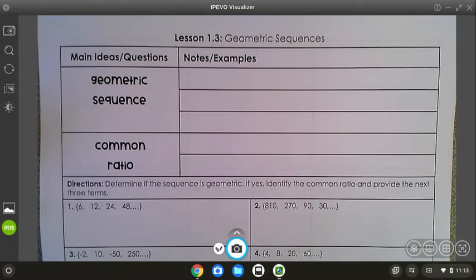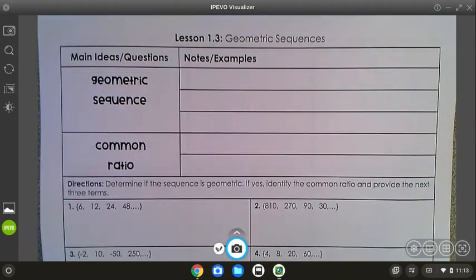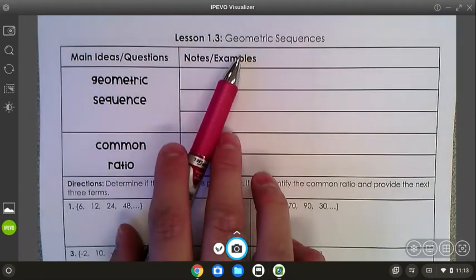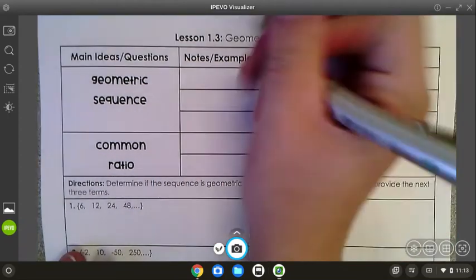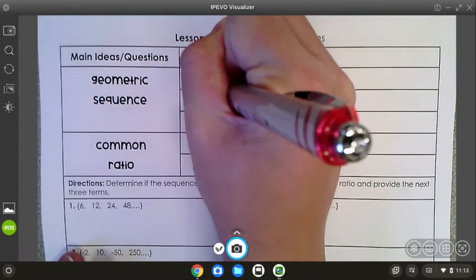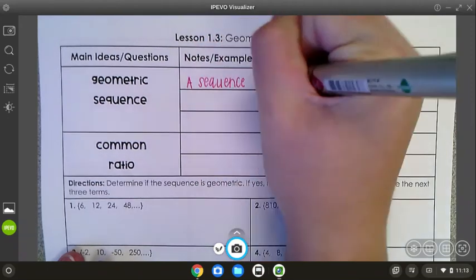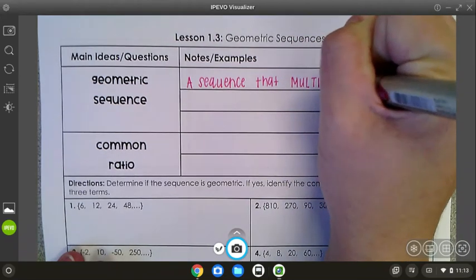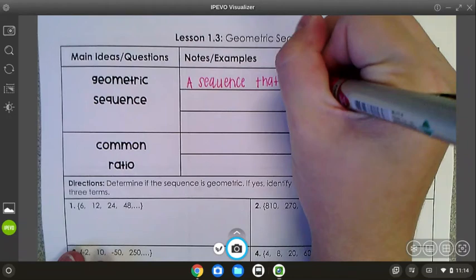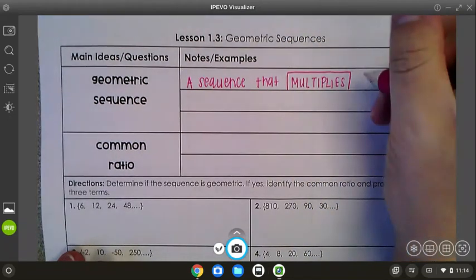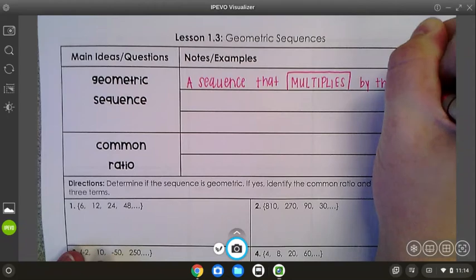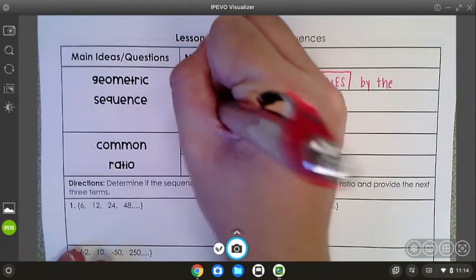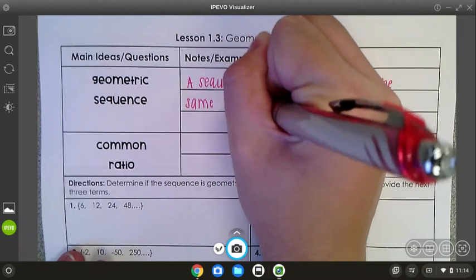In this video, we're going to be doing lesson 1.3, which is on geometric sequences. So last video was arithmetic, now we're on geometric. And a geometric sequence is a sequence that multiplies. So arithmetic added, geometric multiplies by the same number each time.